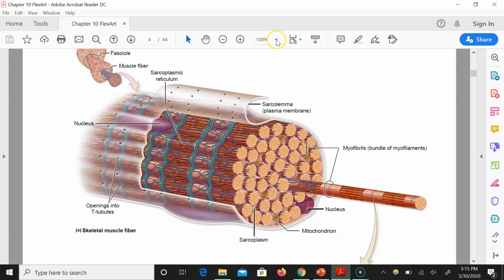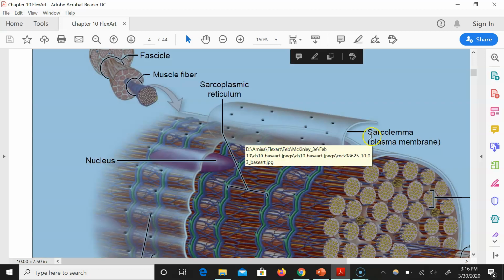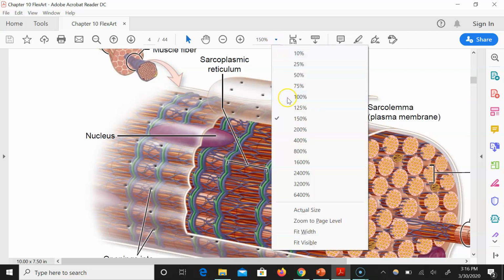I can zoom in on that a little bit more. Watch this. Okay, so yes, this is available in your book. So there's sarcoplasmic reticulum holding calcium, and then at the endpoints, there's the green T-tubule, and then there's the other sarcoplasmic reticulum. You remember that's called a triad. That's where most of the calcium is stored, inside there, okay? Here's a nucleus. Remember, it's multinucleated. You got lots of nuclei. All right, let's go back to regular view.